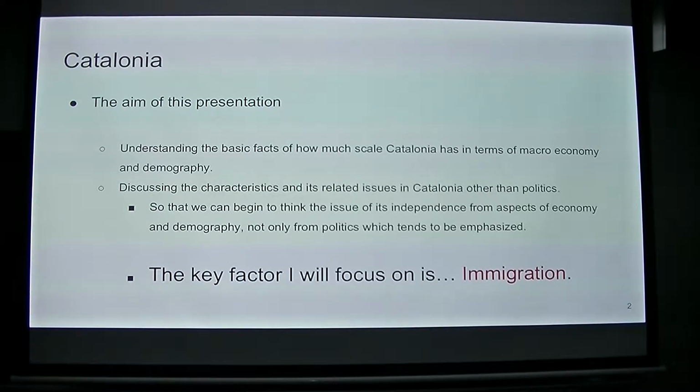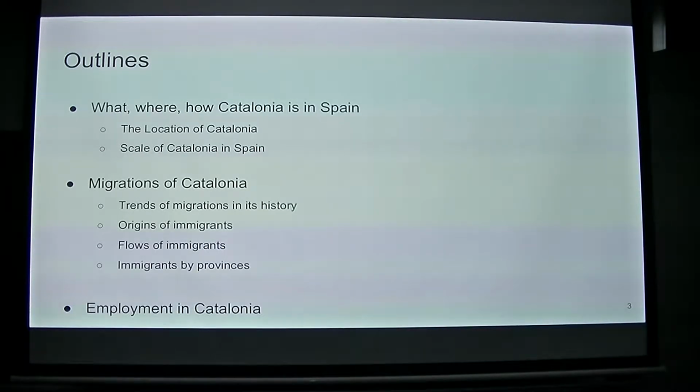So now this is the outline. First, where and how Catalonia is in Spain. I'll simply introduce the location of Catalonia and some provinces, and the scale, economic scale or population scale and so on. And next, the migrations of Catalonia.